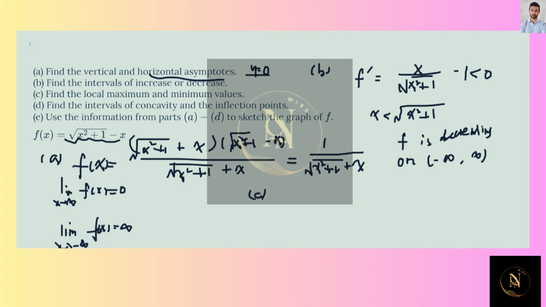Part C. Find the local maximum and minimum values. From part B, we know there is no local maximum and minimum values.